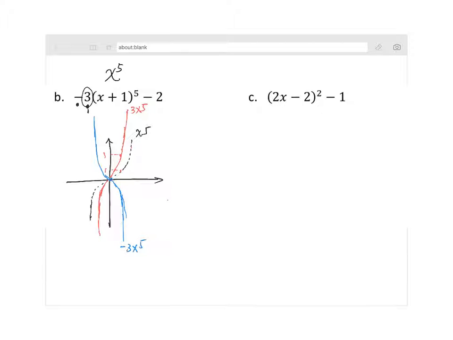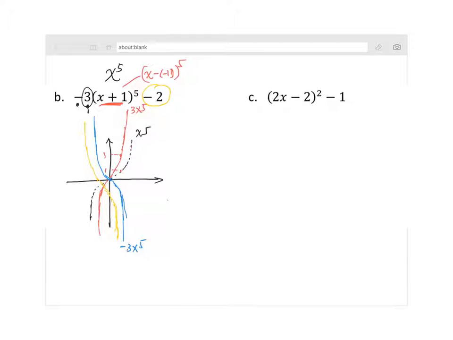Okay, now let's talk about the horizontal shift. Make sure that you write this as x minus -1 raised to power 5, right? So the horizontal shift is -1, which is to the left 1 unit. So I'm going to pick another color. Suppose this is 1 unit, then you shift that 1 unit. Shift this blue one to the left 1 unit, and the last one will be the -2.